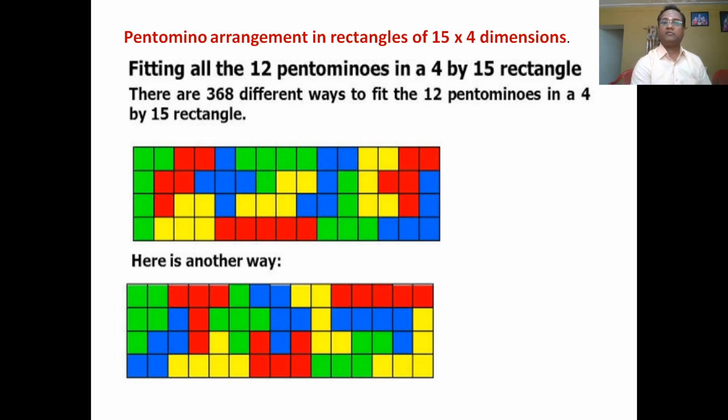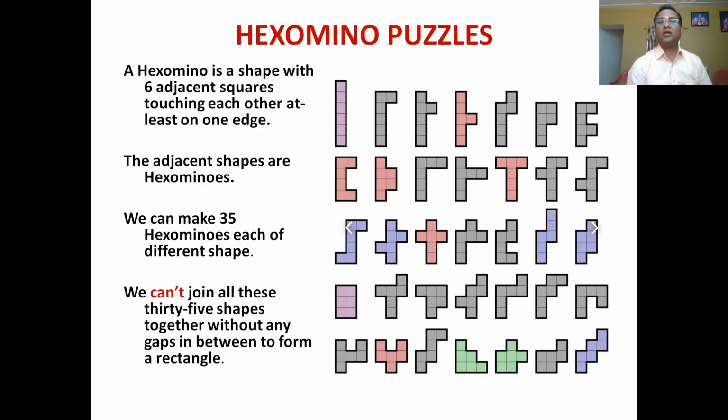So I hope you have understood what a pentomino is and what kind of puzzle we can play with pentominos. Children, you can also make these pentomino shapes and try arranging in more different ways. Okay, I have done it for you in four ways. There are more than 1,000 ways I have told, so you can try different ways of arranging. Okay, now let us know what a hexomino is, and we shall know more about hexomino puzzles.